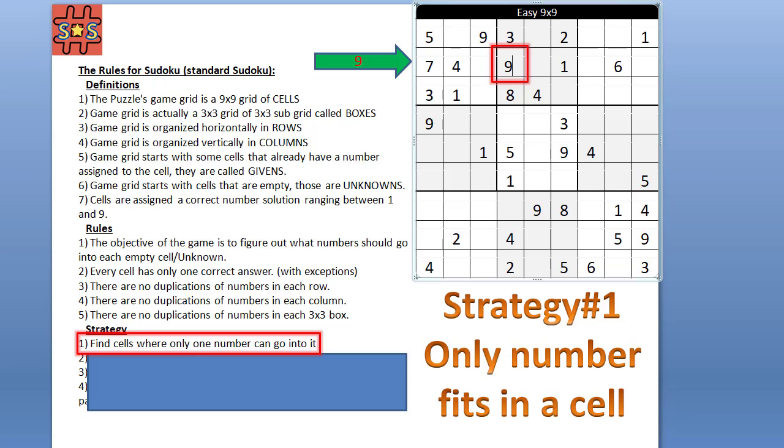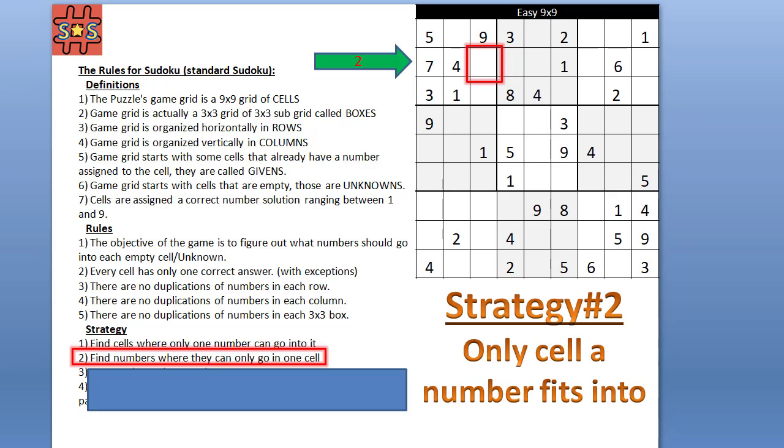So that means, for sure, that the answer that goes into that space is a 9. Next strategy. It's going to sound similar, but it is different. You're going to find numbers where they can only go into one cell.